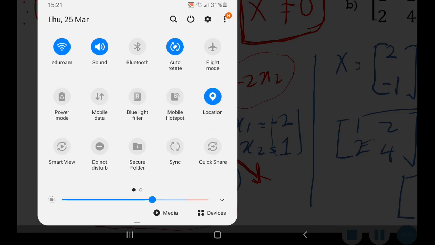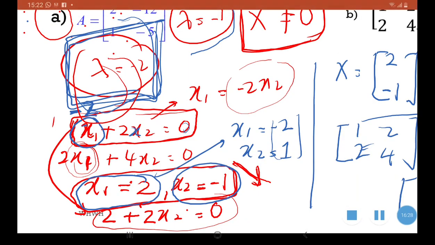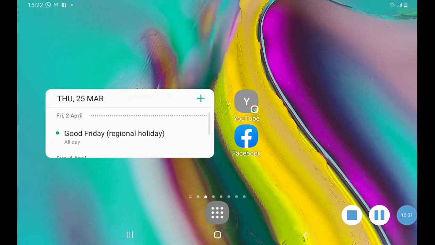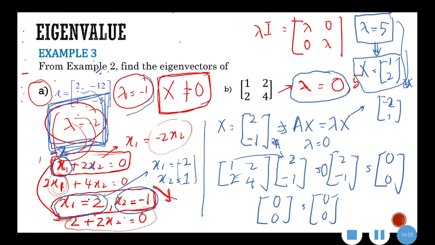Alamak, tiba-tiba je masuk pergi semua benda ni. Alright. Okay, class. Sorry, ada technical error tadi. Tiba-tiba je my tablet ni pergi entah mana-mana.